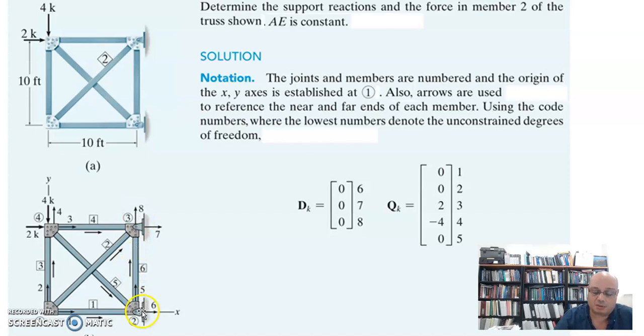At that roller support, it's allowing that kind of vertical movement, but it's preventing the horizontal. So that's why we have 0, 0, 0, 6, 7, 8, which is 0, 0 right here at 6, 0 right here at 7, 0 at here at 8, which is showing the degrees of freedom.